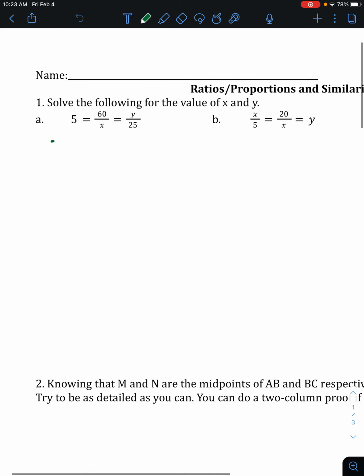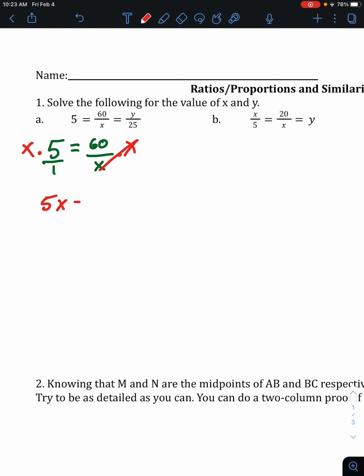So I could say that 5 equals 60 over x, and I can solve this. So I'll put 5 over 1, and I want x out of the denominator, so I'm going to multiply both sides by x, leaving me with 5x is equal to 60. I'll divide both sides of the equation by 5, and we get x equals 12.